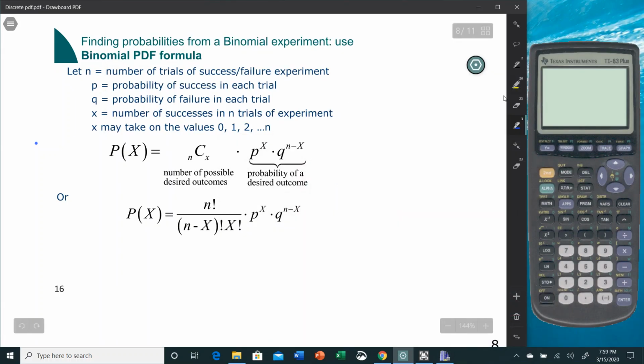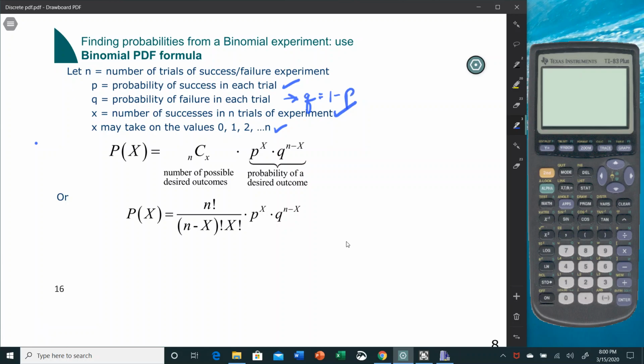Okay, we're going to work a little bit with the binomial PDF formula, and that formula is given here. X is the random variable. X is counting the number of successes in n trials. So that's indicated right here. So X can take on values from 0 to n. P is the probability of success in a trial, and Q is the probability of failure. So that means that since there's only two possible outcomes, Q is 1 minus P because they'll be complements.